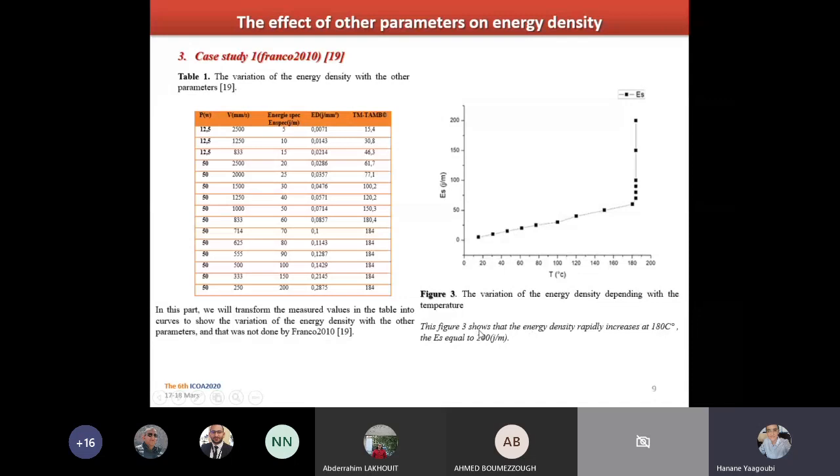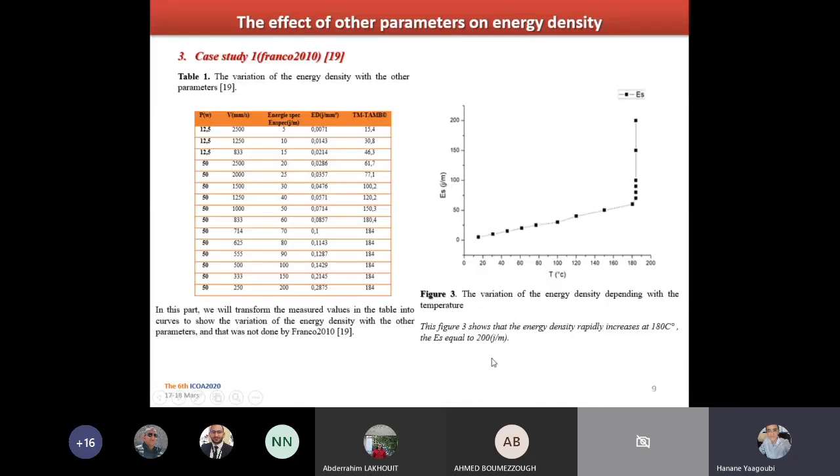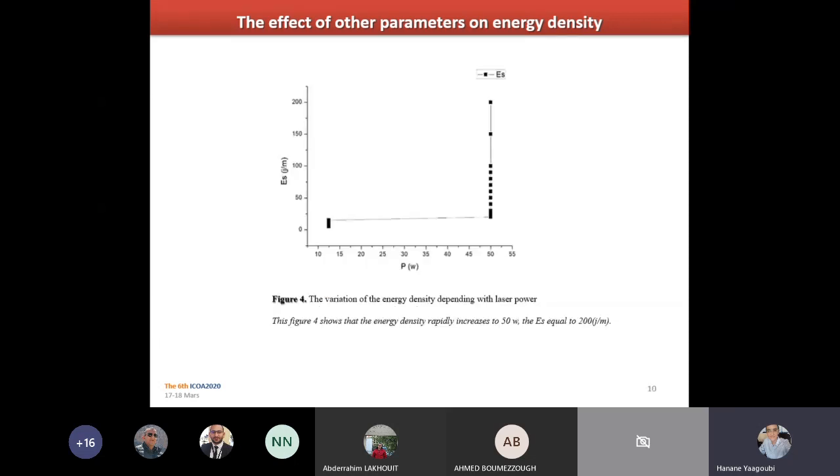Okay, this figure 3 shows that the energy density is rapidly increased at 180 degrees Celsius, and the specific energy equals 200 joule per meter. In figure 4 we see the variation of the energy density depending on laser power, and figure 4 shows that the energy density rapidly increases at 50 watts, and the specific energy equals 200 joule per meter.